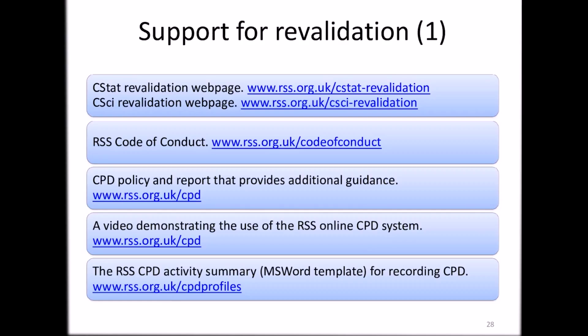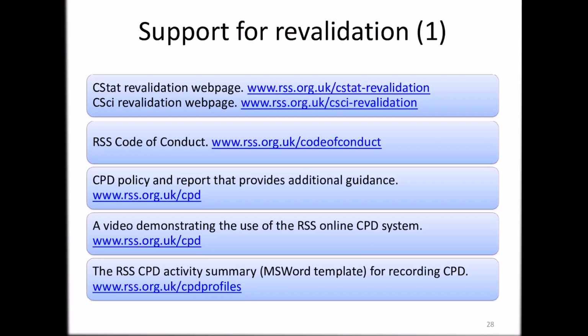Okay then. So moving on to slide 28 and indeed slide 29 as well. Here I've given some examples of material that is on the RSS website in support of the revalidation process. And I'll just talk through these step by step. You'll see there's links to the appropriate web page attached to each of these items. So I guess the first thing to mention is that there are revalidation web pages on the RSS website, one for the CStat process, which is the one I've concentrated on today.